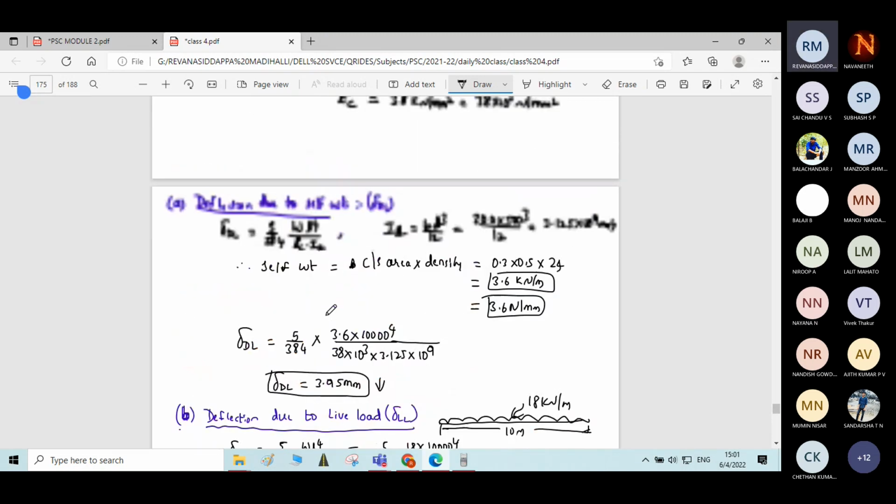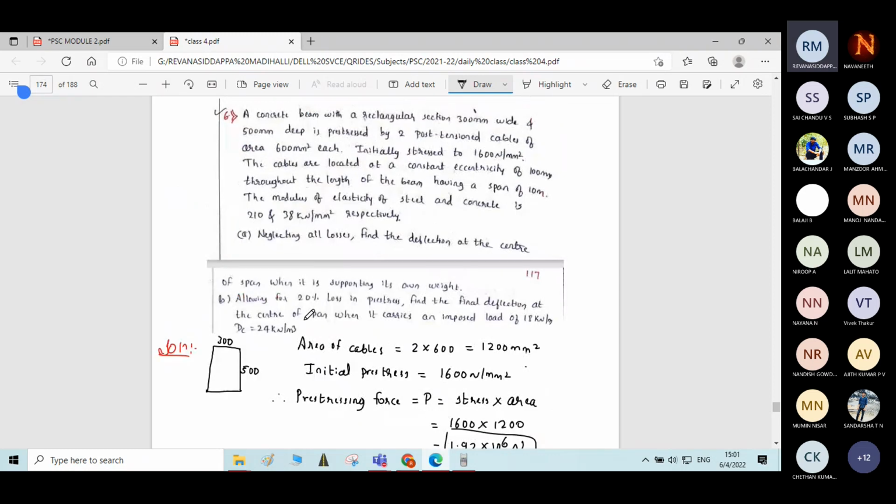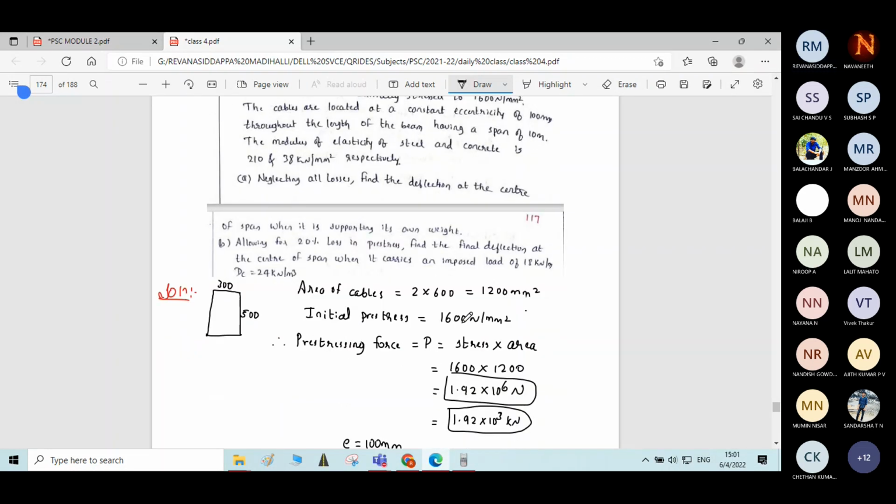Now, second question. Allowing 20% loss in prestress, find the final deflection at the center of the span when it carries an imposed load of 18 kN per meter. Here we have to take into consideration the deflection due to imposed load while calculating the total deflection. And one more point is added here, considering 20% loss of prestress.